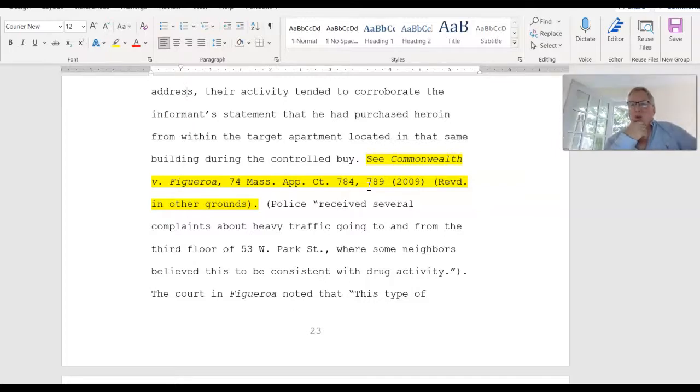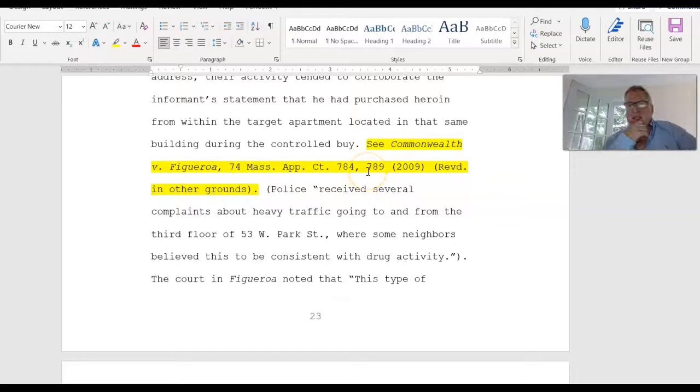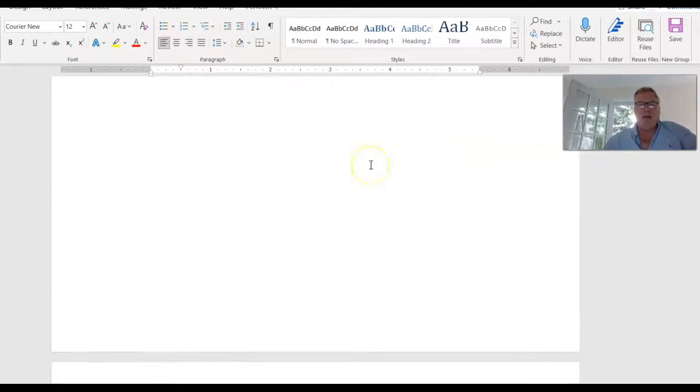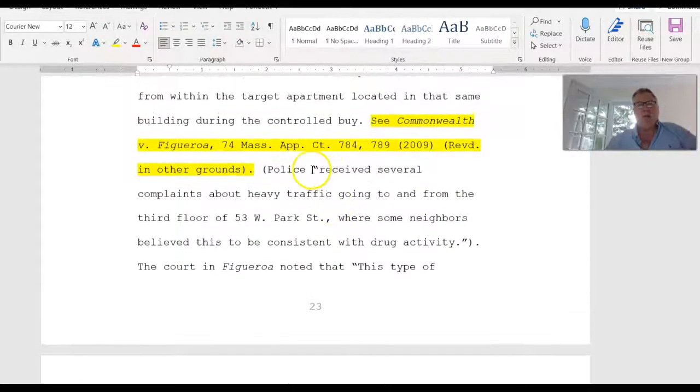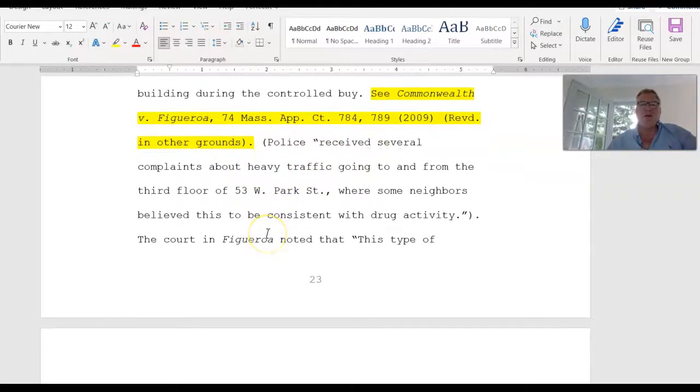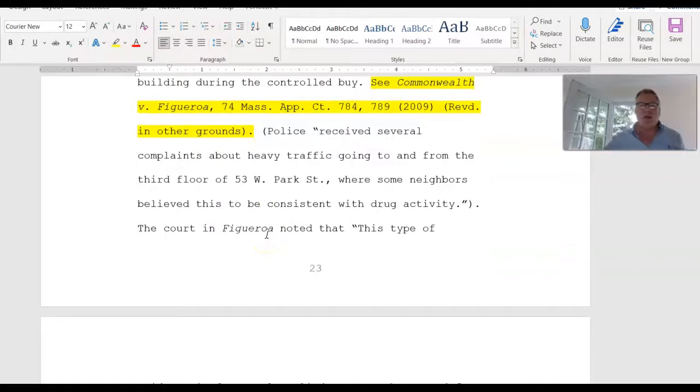The first rule that's important for you to know is when you write a legal document and you put a full legal citation in it, you never again need to cite that case in full as a general rule. You do not need to ever again use that full citation. And there are a couple of possibilities that you can do. Now, you will see that as I scroll down here, I have this parenthetical. This is a quote from Figueroa, that police received several complaints about heavy traffic going to and from the third floor of this apartment, etc., with drug activity.